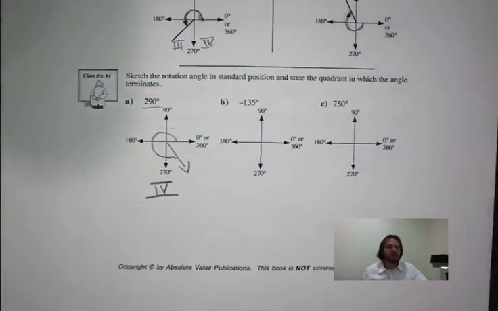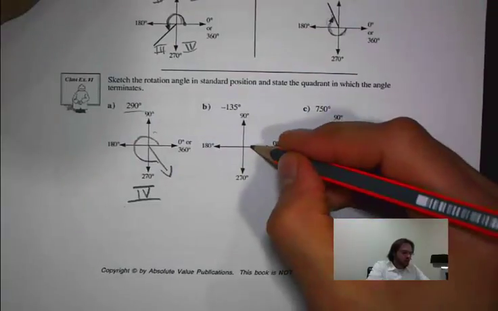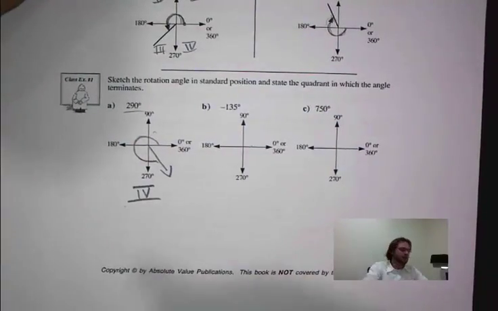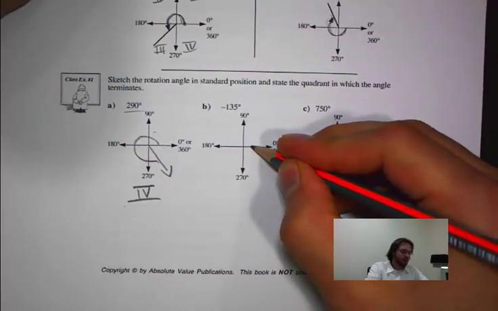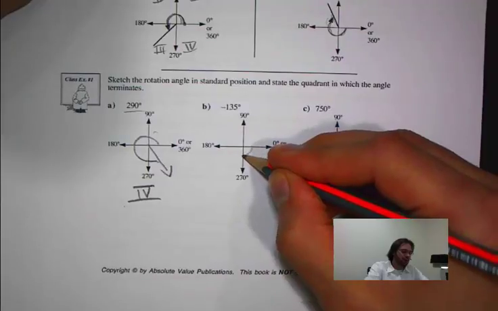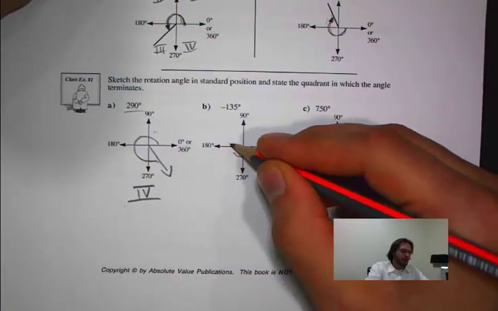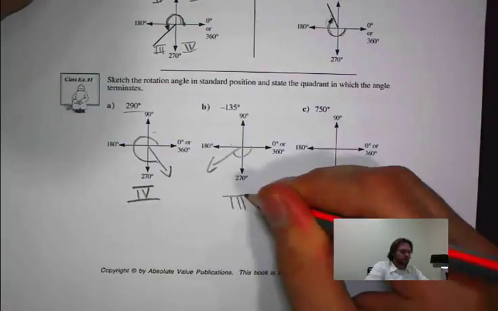Let's try the next one, negative 135 degrees. We start on our x-axis, but it's negative, so we go clockwise this time. 135 is still less than 180, so I go this way, that's 90, and then a bit more, so it's somewhere in there. That's in quadrant 3.